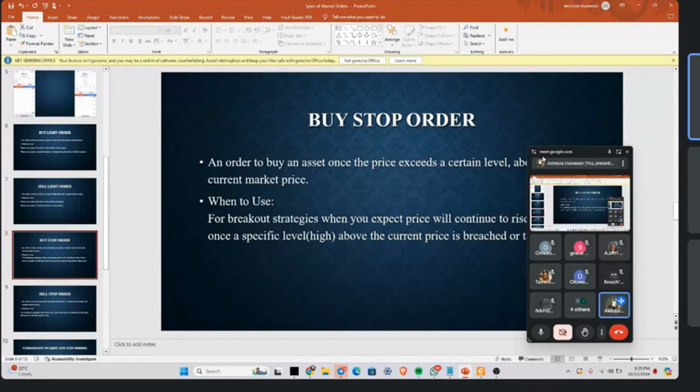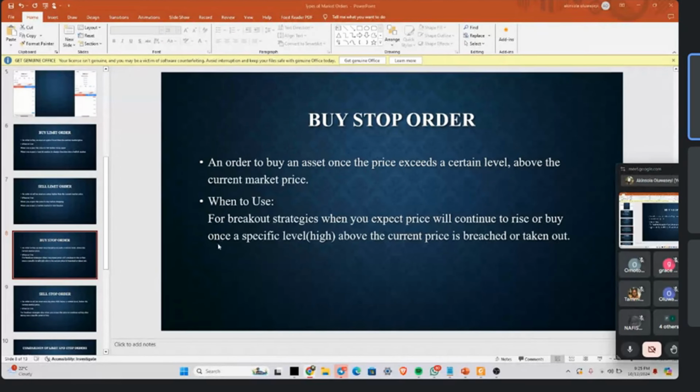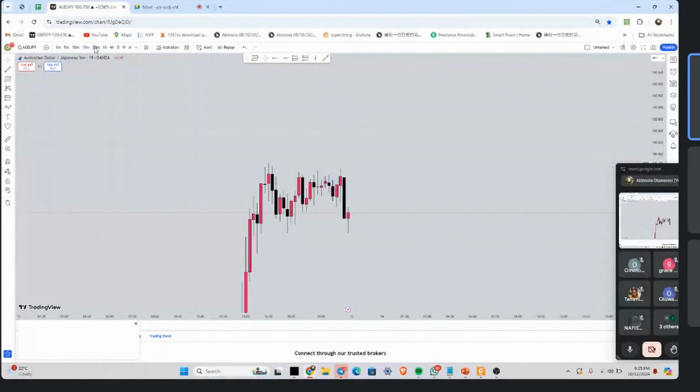So when do you use a buy stop? You use a buy stop for a breakout strategy, that is, when your market is currently trading but you are not so sure it is going to buy. You say, once I see the market buying above this point, then I'm going for a buy. But if the market refuses to reach this particular point, then I'm not buying. Let me go on the live charts and explain better.